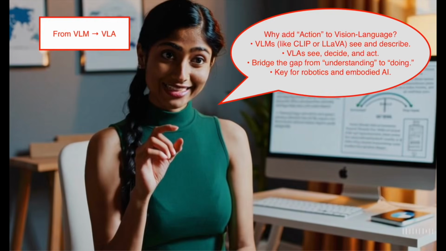So far in the previous video, we've seen vision language models, systems that can describe or reason about what they see. But robots need more than understanding. They need to act. That's where vision language action models come in. They take the same perception and language input, but output motor-level commands. It's basically giving AI a body. VLAs see, decide, and act. They bridge the gap from understanding to doing.